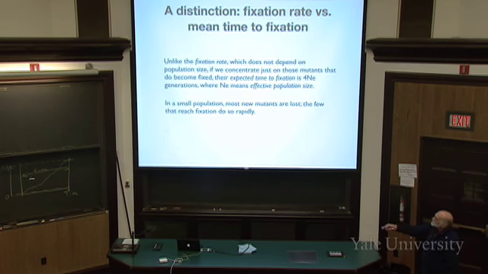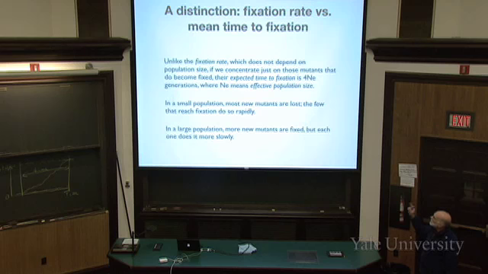In a small population, most of them are lost. The few that do reach fixation reach it rapidly, and in a large population, more new mutations are fixed, but each one does it more slowly. Those things compensate, and the fixation rate doesn't depend on population size. If you're looking at the whole genome, the number of differences fixed over the whole genome doesn't depend on the size of the population.